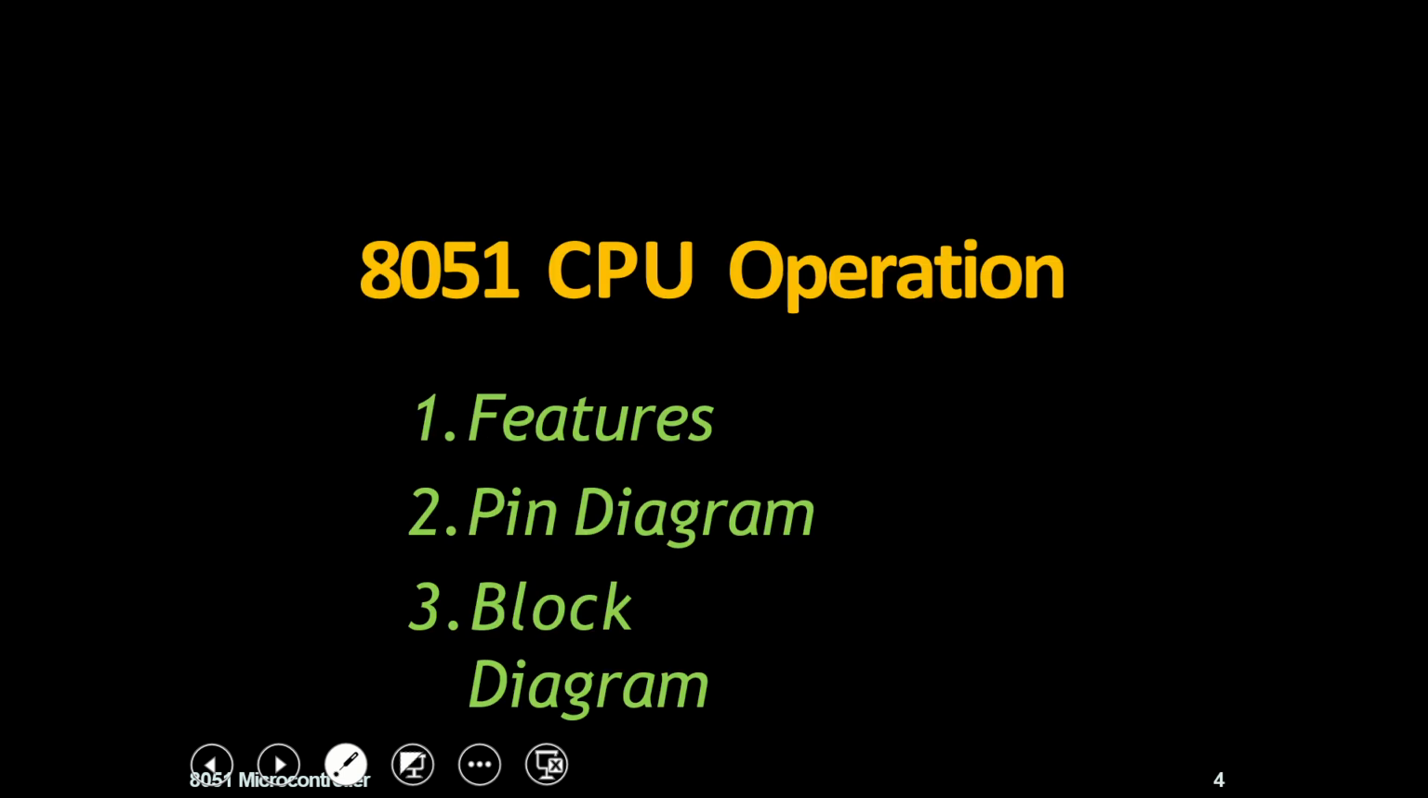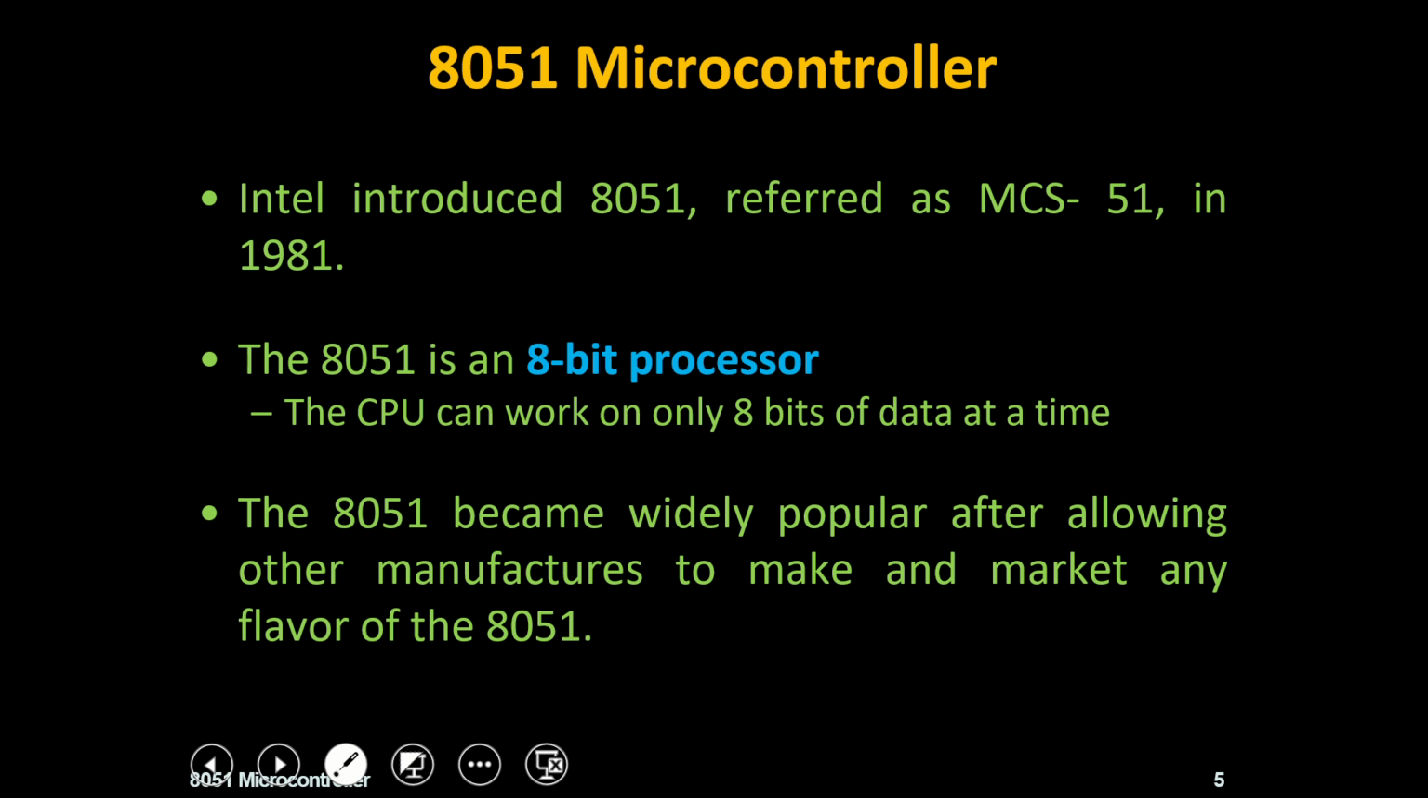Next, let's see the 8051 CPU operation by seeing the features, pin diagram, block diagram one by one. First, the 8051 microcontroller was introduced by Intel in 1981. The 8051 is an 8-bit processor. That means the CPU can work on only 8 bits of data at a time. And also the 8051 became widely popular after Intel allowed other manufacturers to make and market any flavor of the 8051.